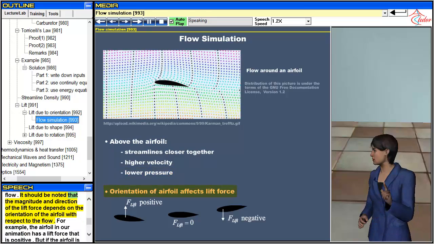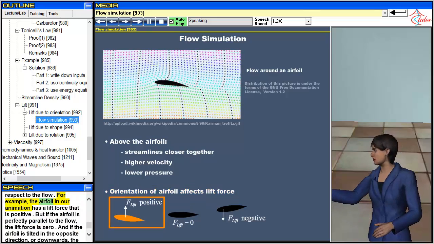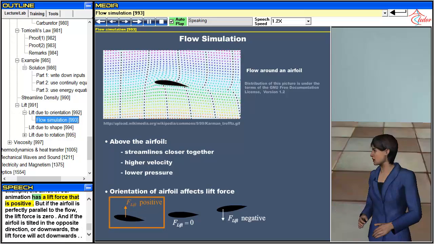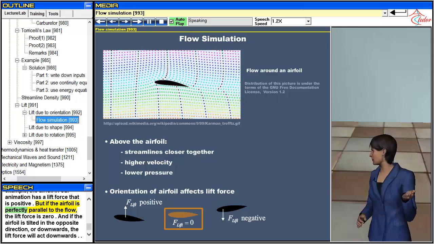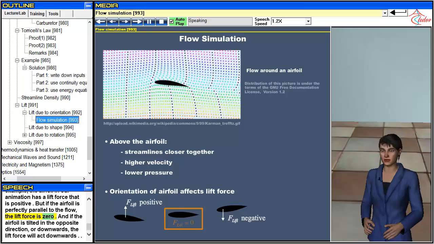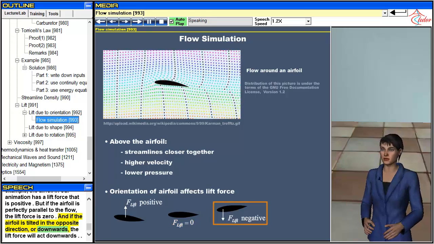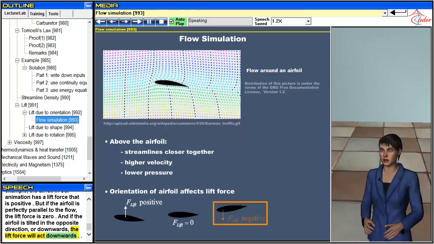It should be noted that the magnitude and direction of the lift force depends on the orientation of the airfoil with respect to the flow. For example, the airfoil in our animation has a lift force that is positive. But if the airfoil is perfectly parallel to the flow, the lift force is zero. And if the airfoil is tilted in the opposite direction, or downwards, the lift force will act downwards.